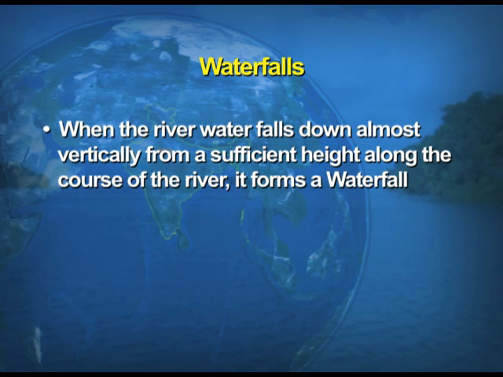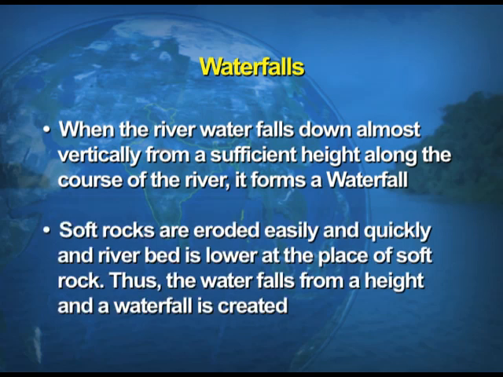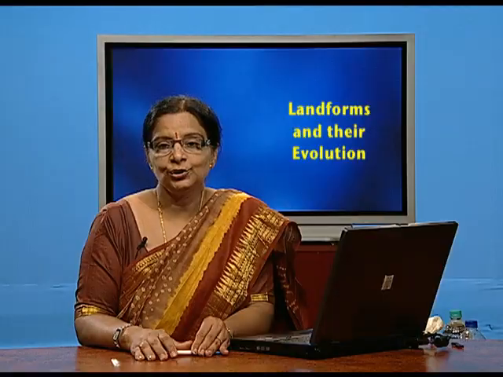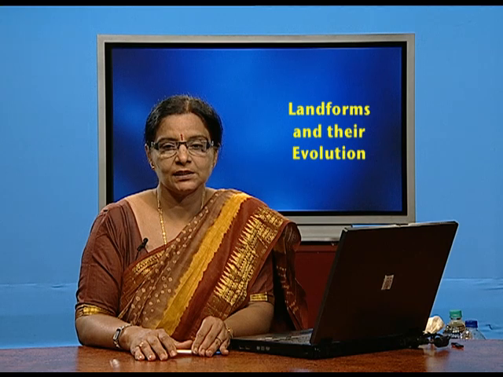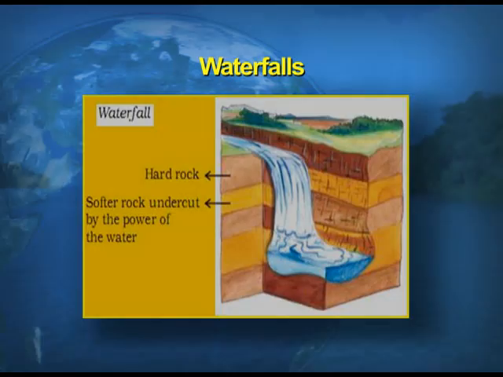Now the last erosional feature formed by the river is the waterfalls. When the river water falls down almost vertically from a sufficient height along the course of the river, it forms a waterfall. The soft rocks are eroded easily and quickly, and the river bed is lower at the place of the soft rock as it gets eroded easily in comparison to the hard rock area. So thus the water falls from a great height and a waterfall is created.